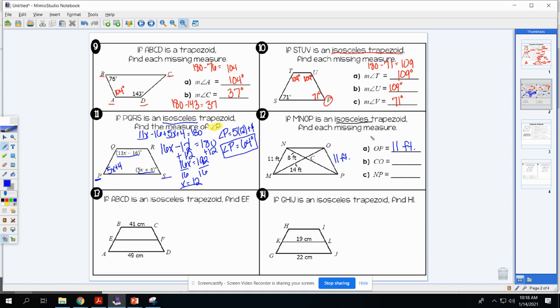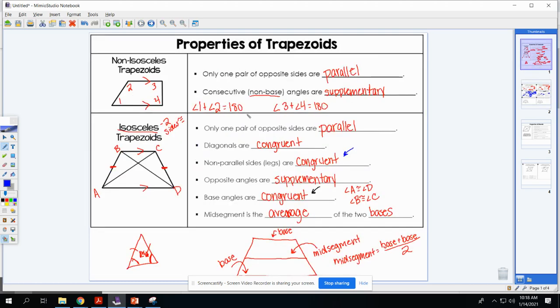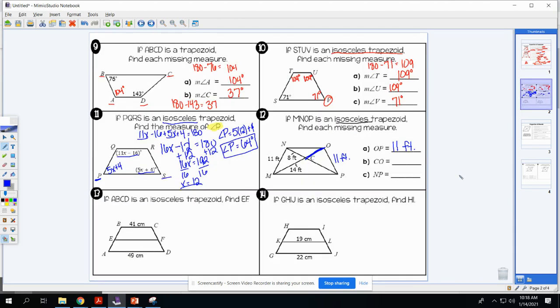So CO looks like it is part of a diagonal. All right, so if we're dealing with part of a diagonal, I'm going to go to one of my diagonal properties. Looks like the only thing I know about the diagonals here is that they're congruent. We know our diagonals are congruent. So if we know they're congruent, looks like this is 8, right? This top part is 8. Well, that means CO is also going to be 8.